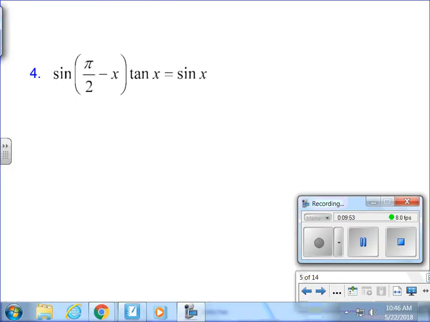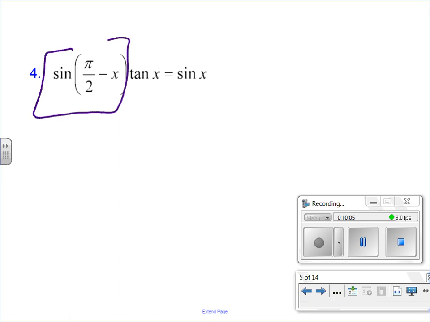We are on number 4. Doing good on time. What do you guys think we should replace first? We're only working on our left. We're doing left replacements to try to match our right. Here's a hint. Can you find that guy on your sheet? Sine pi over 2 minus x.